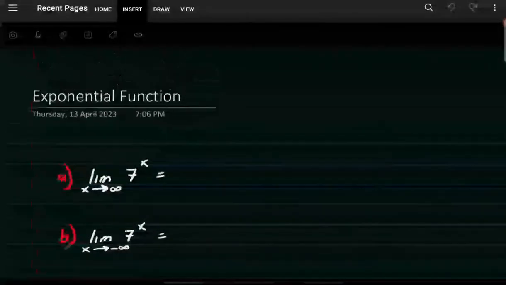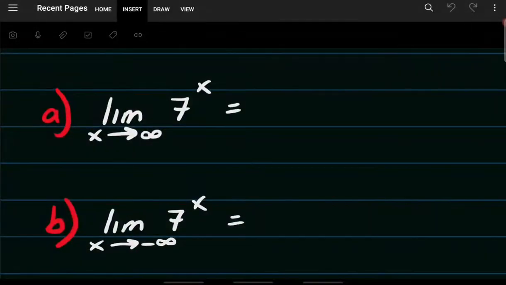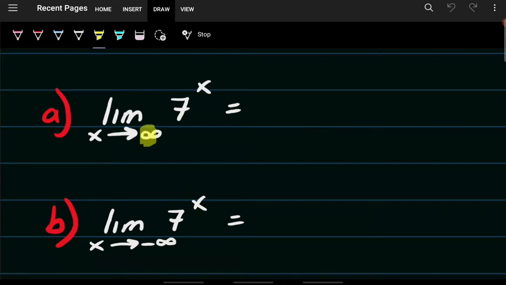Now, example number 1: the limit of 7 raised to x as x approaches positive infinity. Right now, x approaches positive infinity. So, kung mag-a-apply tayo ng direct substitution, this one will give us 7 raised to positive infinity. Again, if that's the case, the answer is automatically positive infinity. So, for b greater than 1, automatic na yan yung ating pinaka-final answer.